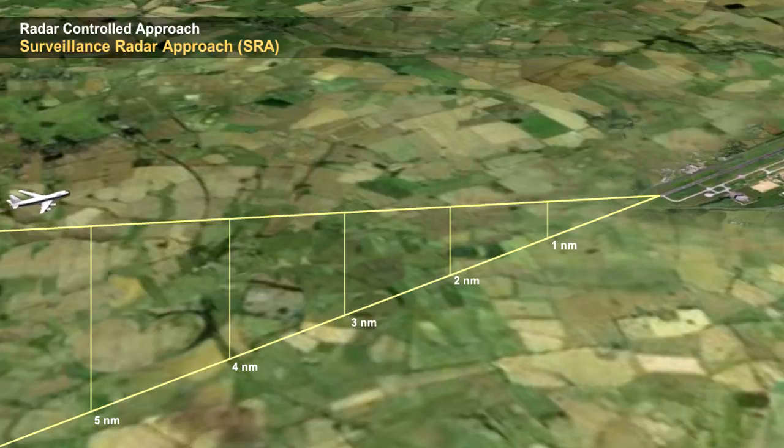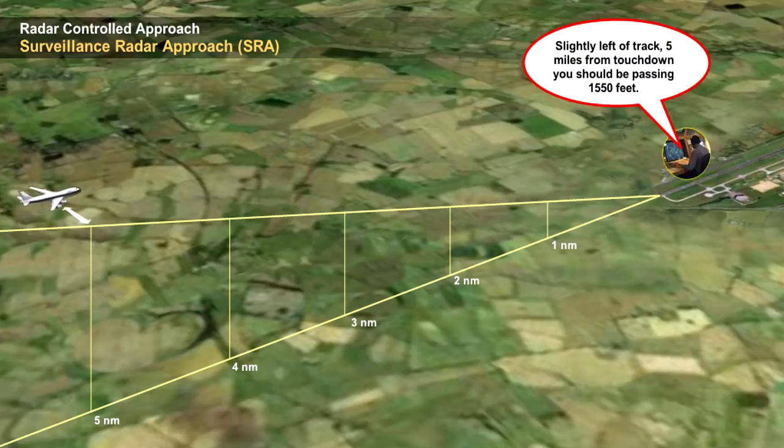The surveillance radar approach procedure is similar to the precision approach radar procedure, except that in this case, advisory height information is passed with range information. Therefore, during the approach, the controller provides magnetic headings and corrections, either left or right, to keep the aircraft on the runway centerline, but can only pass advisory height information to assist the pilot in his descent planning. For example, slightly left of track, 5 miles from touchdown, you should be passing 1,550 feet.